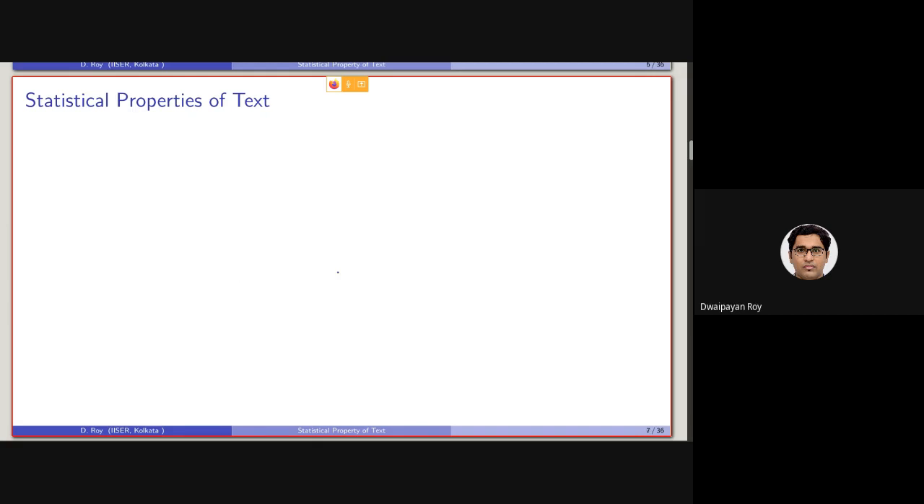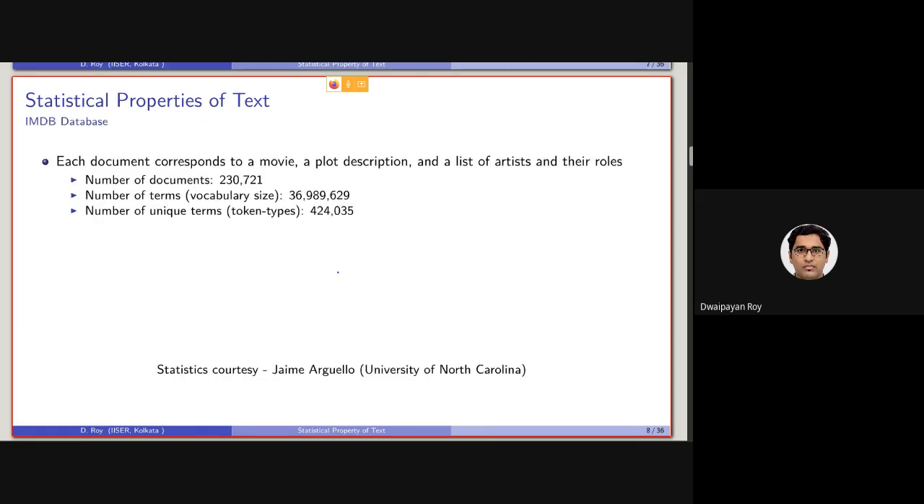So to observe the statistical properties of data, we will be referring to a data set given by IMDb, which is the Internet Movie Database, which is containing more than 230,000 documents, that is more than 230,000 movies' information, particularly the movie name, the plot description, and the list of artists and their roles are stored as the terms.